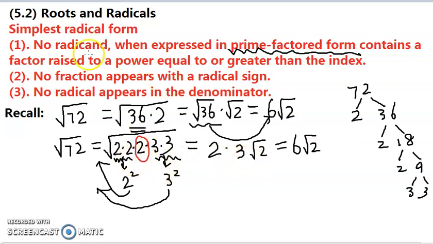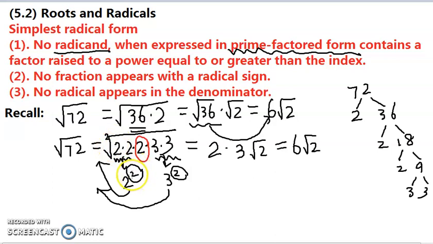So let's read the rule again. The number with the radical sign is called a radicand. So 72 is a radicand. After we factor it into all the prime numbers, we need to make sure the exponent, such as 2 squared or 3 squared, cannot be equal to or greater than the index. And we mentioned the index before. Index is like the little 2 here. Again, for a square root, the little index 2 is omitted.